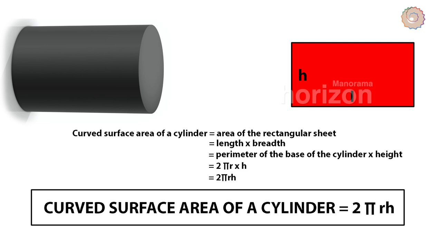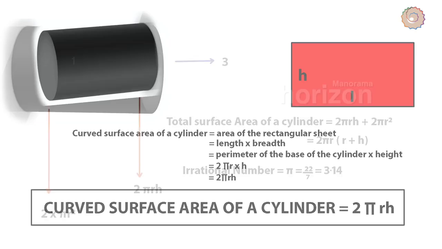That is length multiplied by breadth. From the figure, we know that length is given by the perimeter of the base of the cylinder, which is given by 2 pi r, and instead of breadth, it is height in the case of the cylinder. Therefore, 2 pi r h gives us the curved surface area of the cylinder.